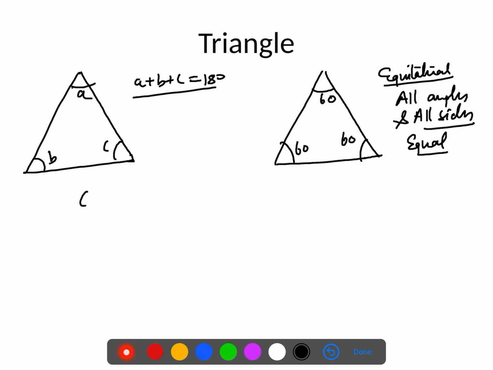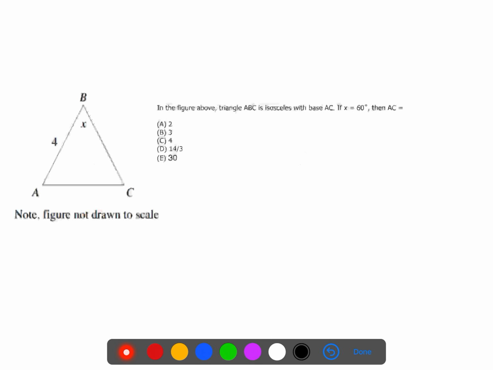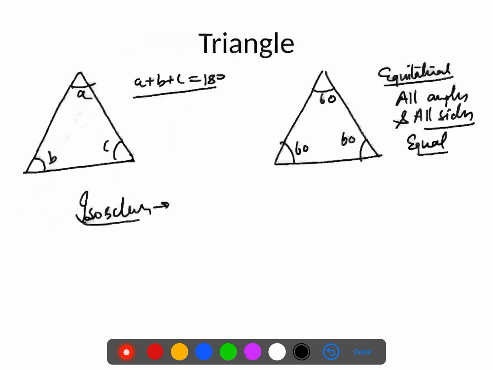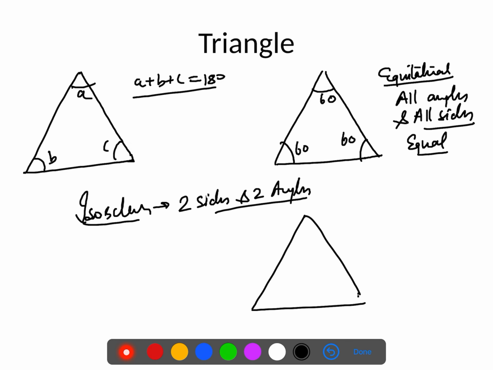Next is isosceles. So in isosceles, two sides and two angles are equal. So for example, angle A, these two angles are equal, let's say. So the sides opposite to them will be equal. That's how the pairing works. So these two angles are equal. The sides that will be equal would be nothing but opposite to them.